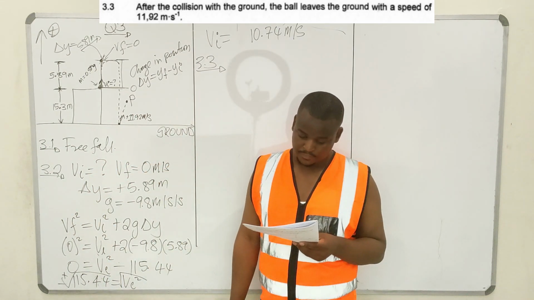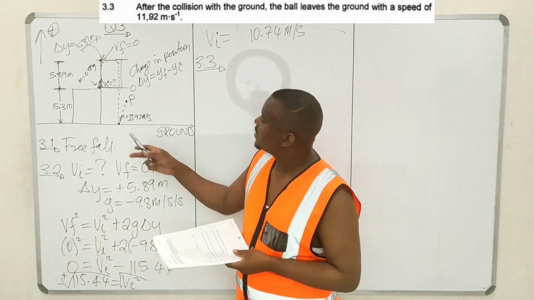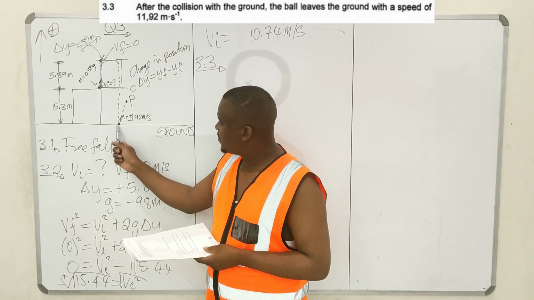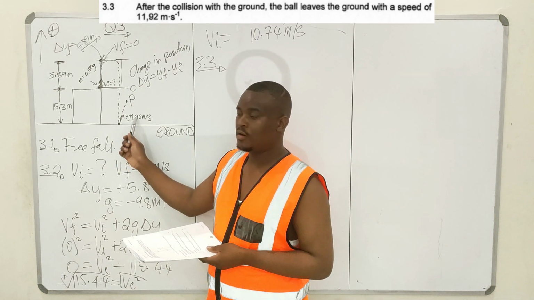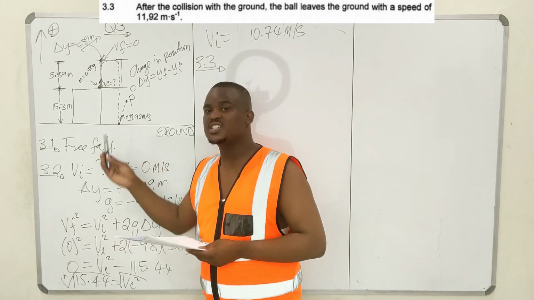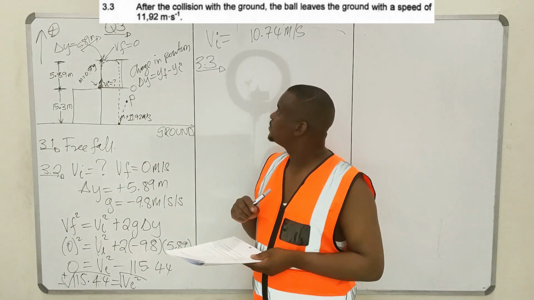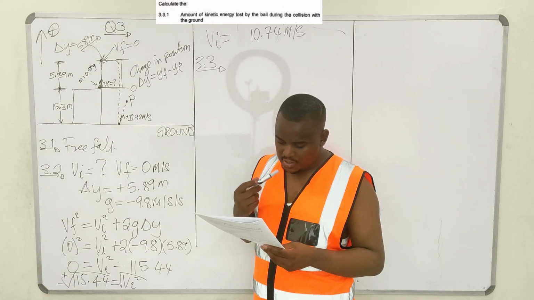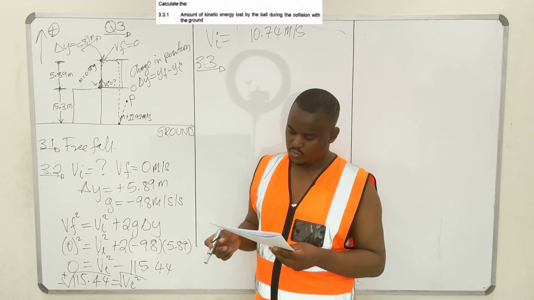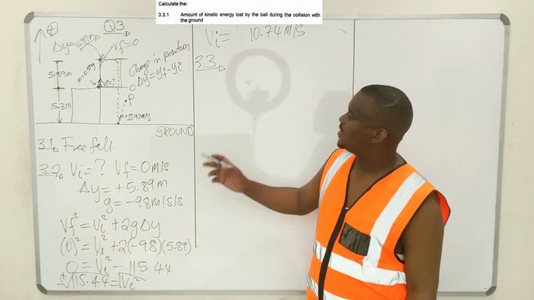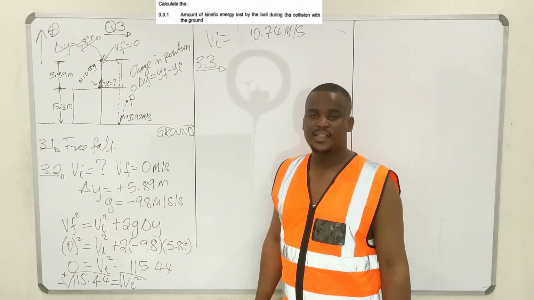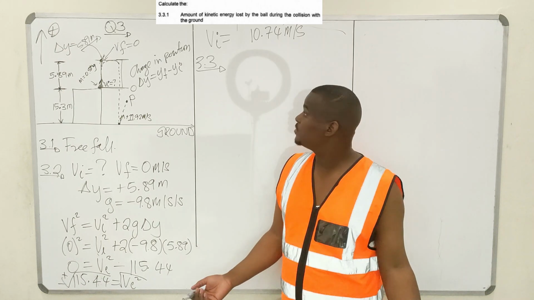No problem. They are saying now, calculate... So what they're telling you is this ball was projected vertically upwards, went up, went down. When it got here, it bounced off at this speed of 11.92 meters per second. It's positive because the bouncing speed is going upwards, right? So they're saying now, calculate the amount of kinetic energy lost by the ball after the collision with the ground. That is what they want us to find.